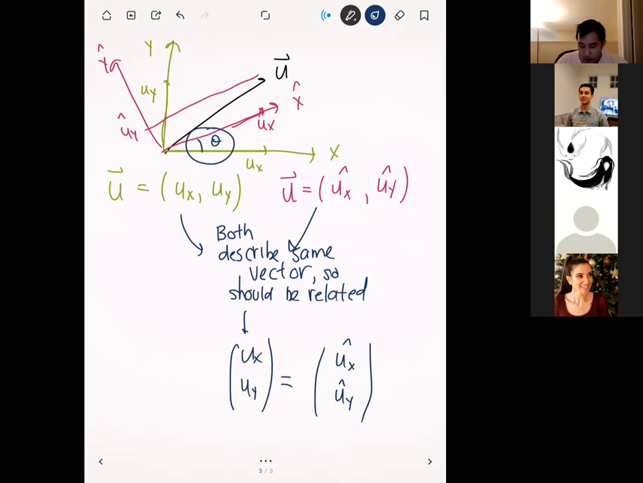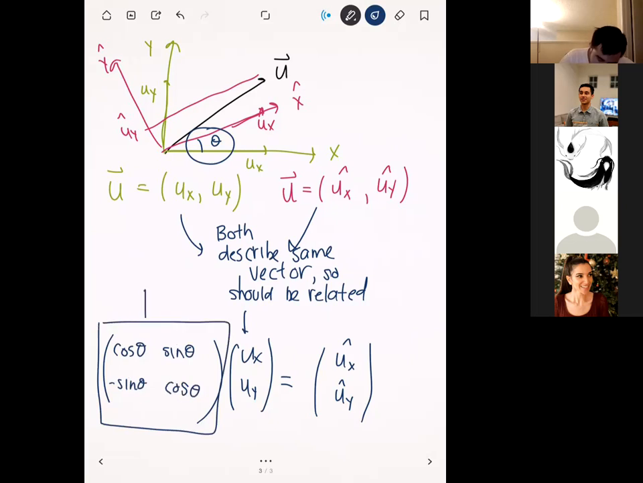And so on the right-hand side of the equal sign, we have the components of the vector in the local coordinates. On the left-hand side, we have the components of the vector in the stationary coordinates, right? And the way that we can equate them is we can apply this transformation matrix right here, okay? Right? And so if we take this transformation matrix and we multiply it by the components ux and uy, that will give us the components ux hat and uy hat, okay?